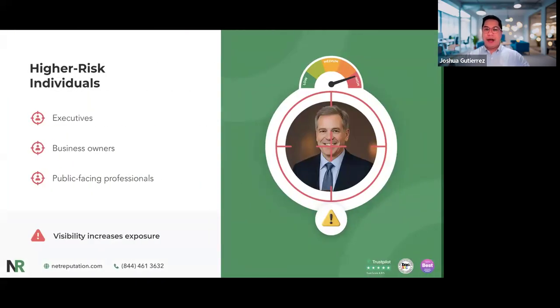So now we want to talk about higher risk individuals. So for individuals with higher visibility, such as business owners, executives, or public facing professionals, I know we have some on the call today, the exposure profile can be even riskier. Why? Because information is readily available online. Names are searchable. Professional roles are public online on company websites or LinkedIn. Organizations are listed within the bios. Family connections may even be visible online.